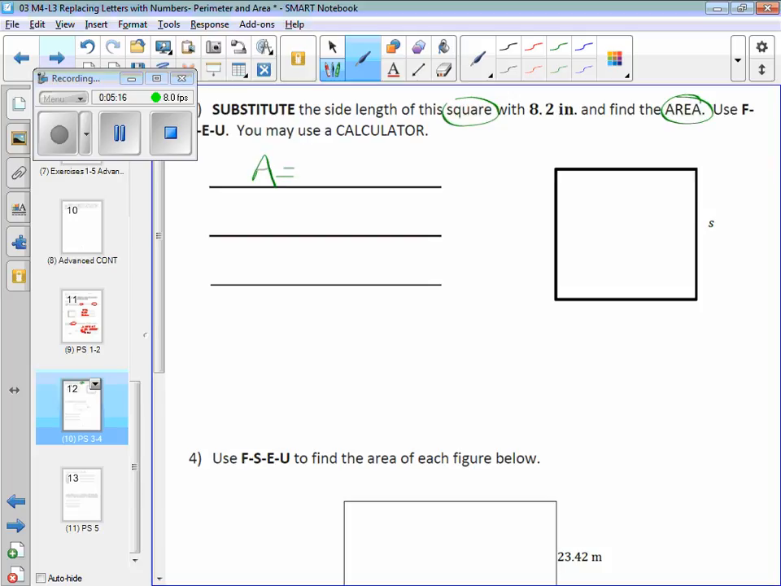It's not 4S, bud. Look back if you're not sure, because if you get the formula wrong, you'll get the answer wrong. S squared, right? Not S2, S squared. What do you substitute in for S?